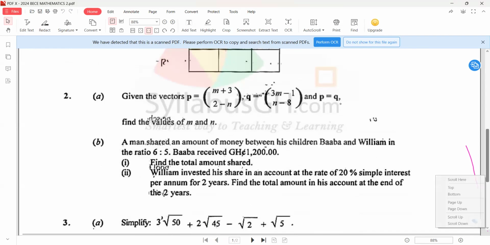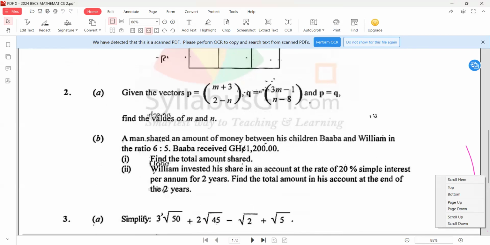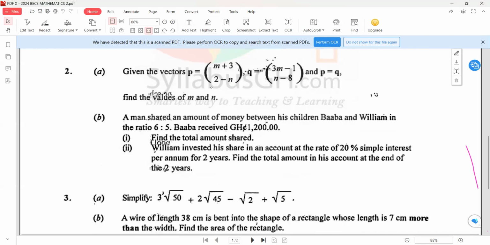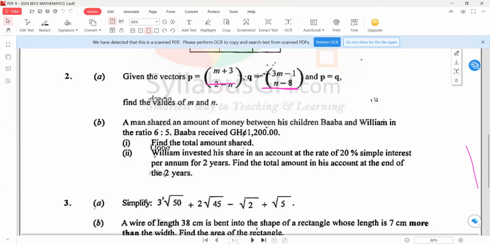Now, the vector P is equal to vector Q. Once vector P is equal to vector Q, then the key note here is that m plus 3, 2 minus n should be equal to 3m minus 1, n minus 8. So first, once they are equal, you have to equate the two components.